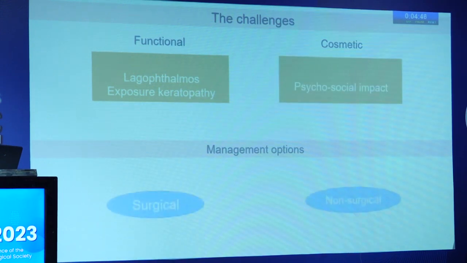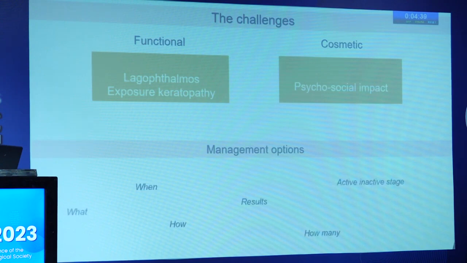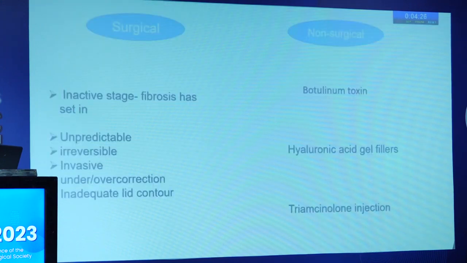The management options that we have in our hands are either surgical or non-surgical. But the question that arises is what to choose, when to choose, how to go about it, what results we get with these things, how many injections or surgeries are required, and when do we do it, whether in the active phase or the inactive stage. Surgical treatment can only happen during the inactive stage when the fibrosis has set in, which is unpredictable, irreversible, and invasive. It can lead to under- or overcorrection, and inadequate lid contour.